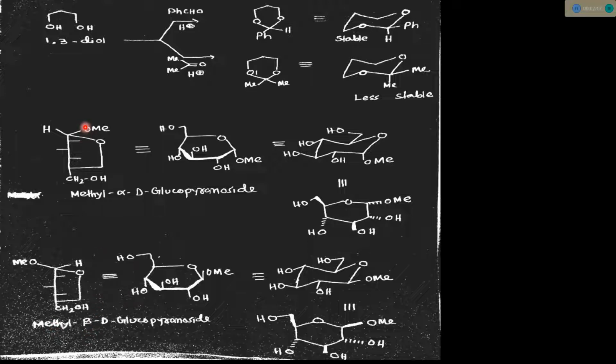So if this OMe is on the left side, it is methyl beta D-glucopyranoside. If OH is there, then it will be beta D.